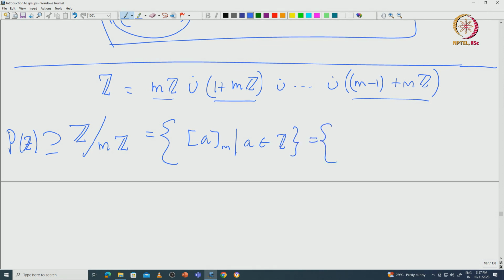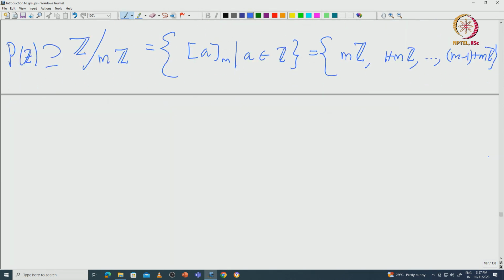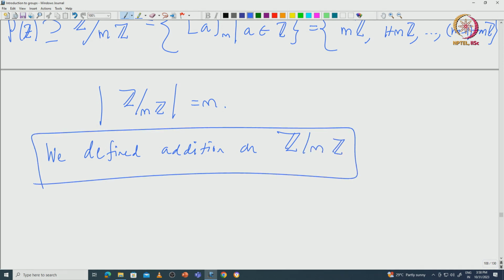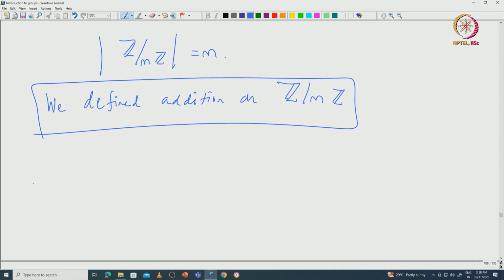If you think about it, this is exactly MZ, 1 plus MZ, etc., M minus 1 plus MZ. So there are M elements in this set. The cardinality of Z modulo MZ is exactly M. Then we defined addition on this Z modulo MZ, which is a finite set. So how is the addition defined?